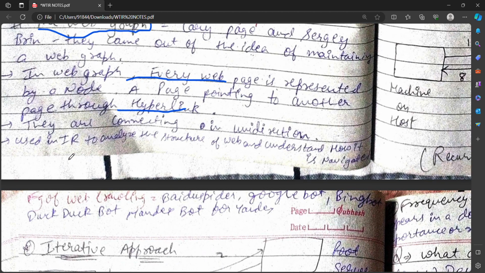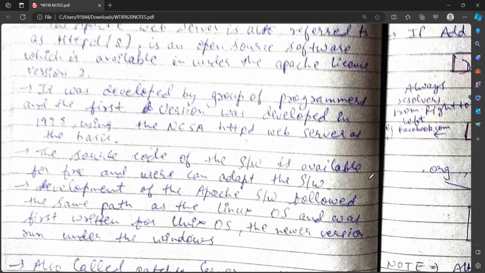Next, this web graph is basically used in IR to analyze the structure of the web and understand how it is navigated. So I told you that these are terminologies related to each other. These web graphs are used in information retrieval systems to analyze the structure and understand how it navigates, that is, how the web is connected. Because these web pages are connecting to each other, making a web graph, we can analyze it very clearly, and how it navigates. So basically they are used in IR.